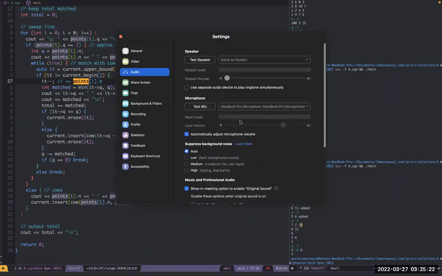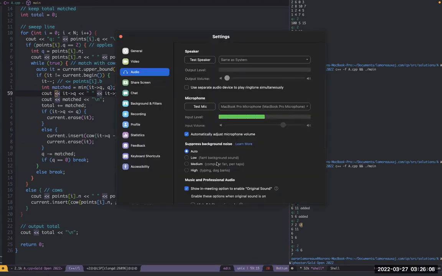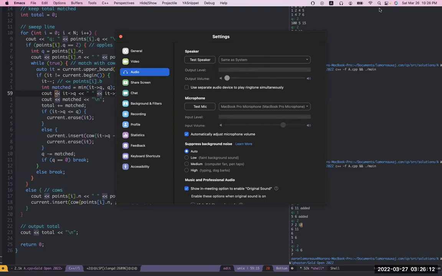Let me actually see the audio settings. I hope that's not picking up too much background noise. I don't think it actually is. I don't know if you guys can hear it, but it's pretty loud outside. Okay, so what are we looking at? I probably should use my headphones to minimize the audio. I don't know. I'll just leave it.